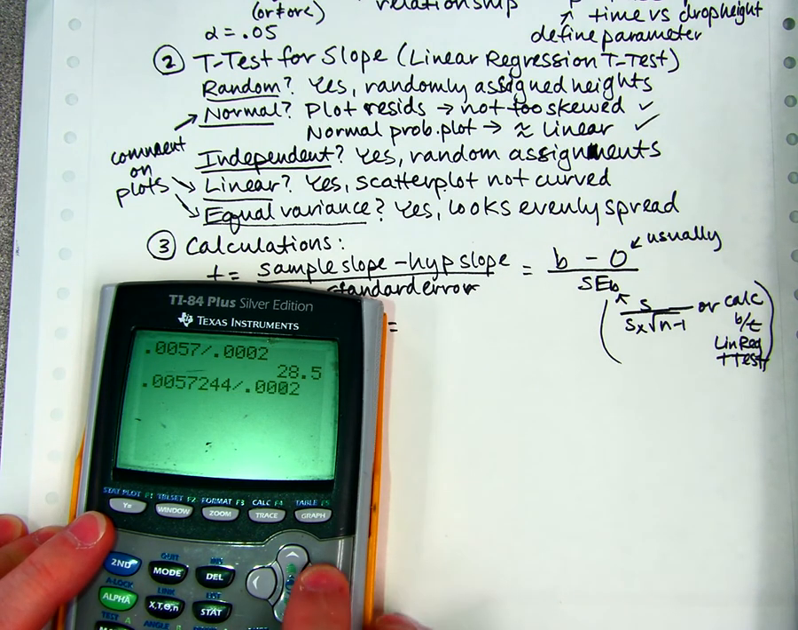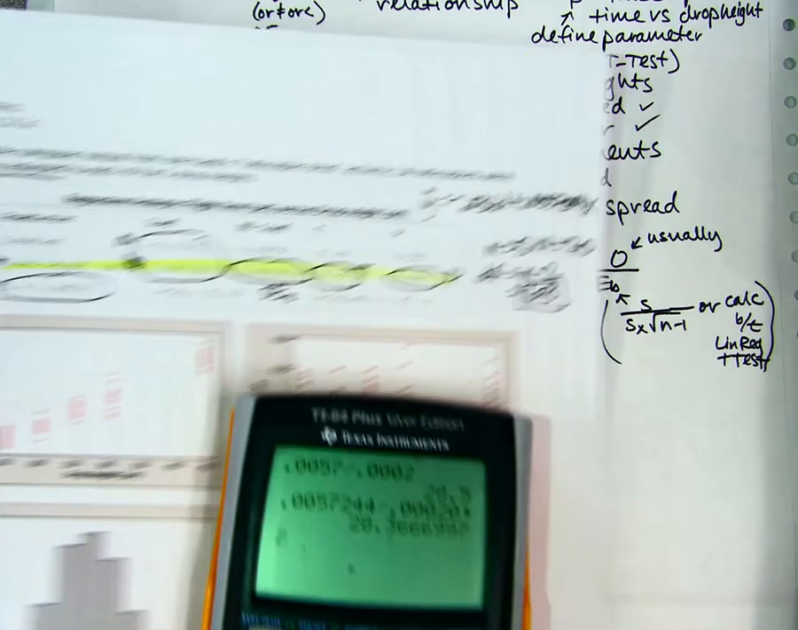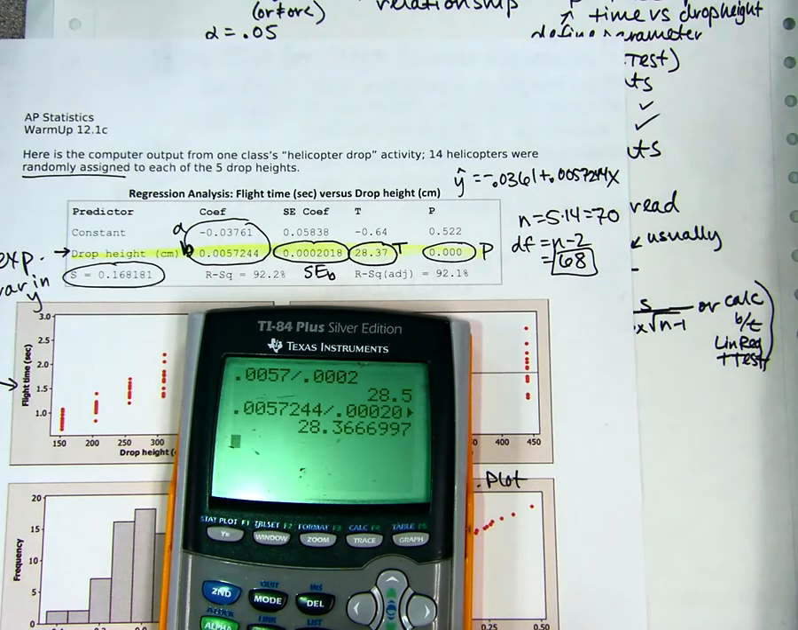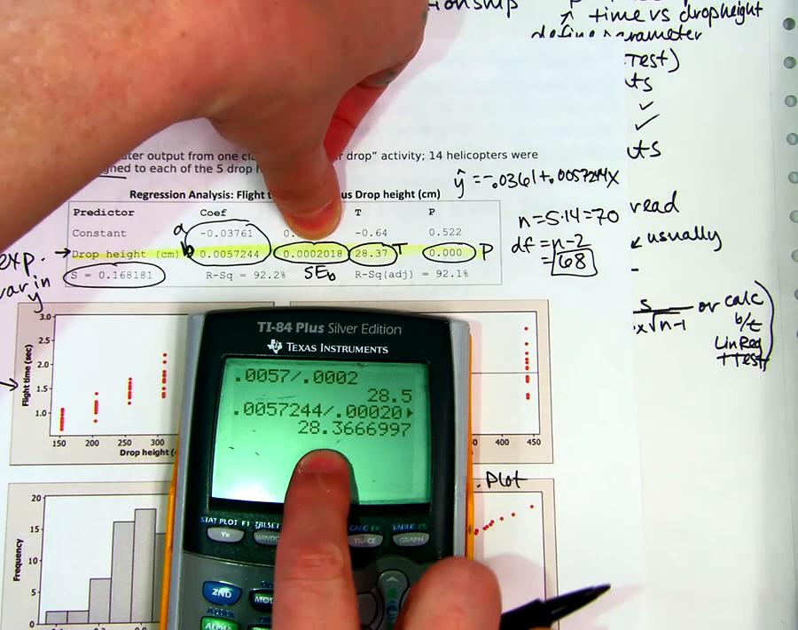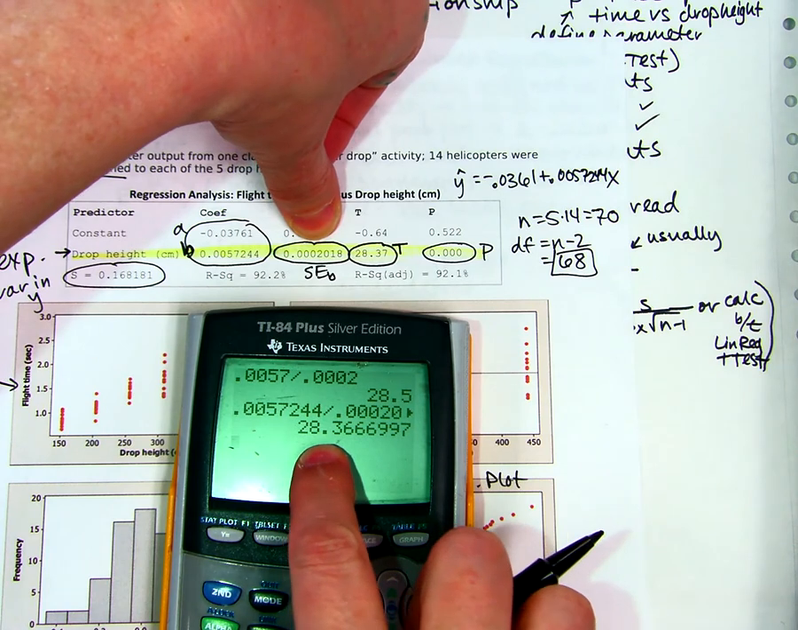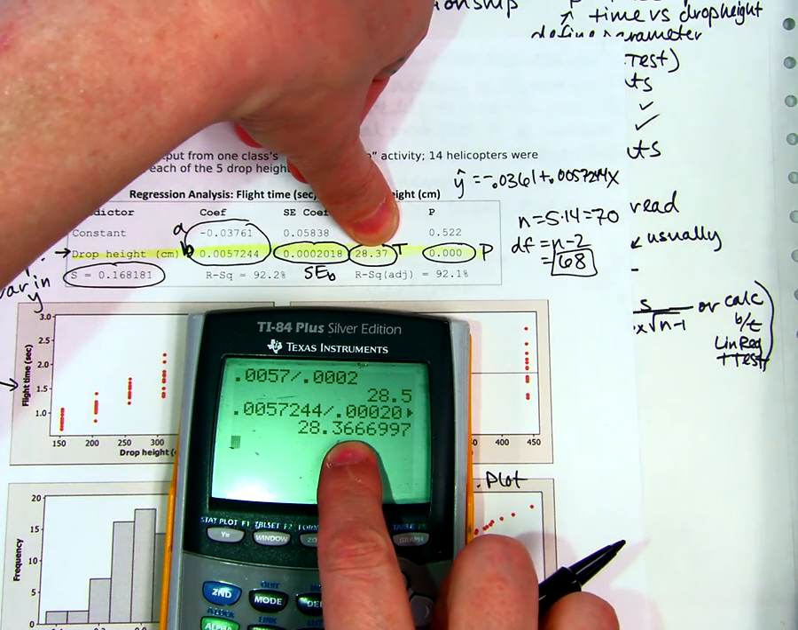And I would divide it by 0.002018, which are the actual numbers off of that computer output. And I want you to notice something interesting. In the computer output, here's my B, here's my SEB, and when I divided them, I got 28.37 when I used all the digits. That's the next number in the table.